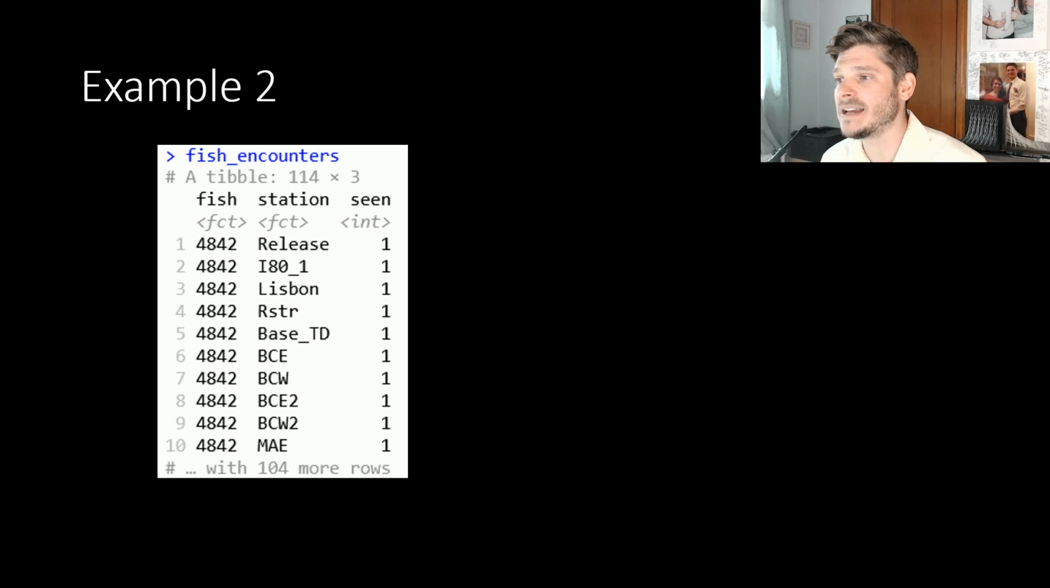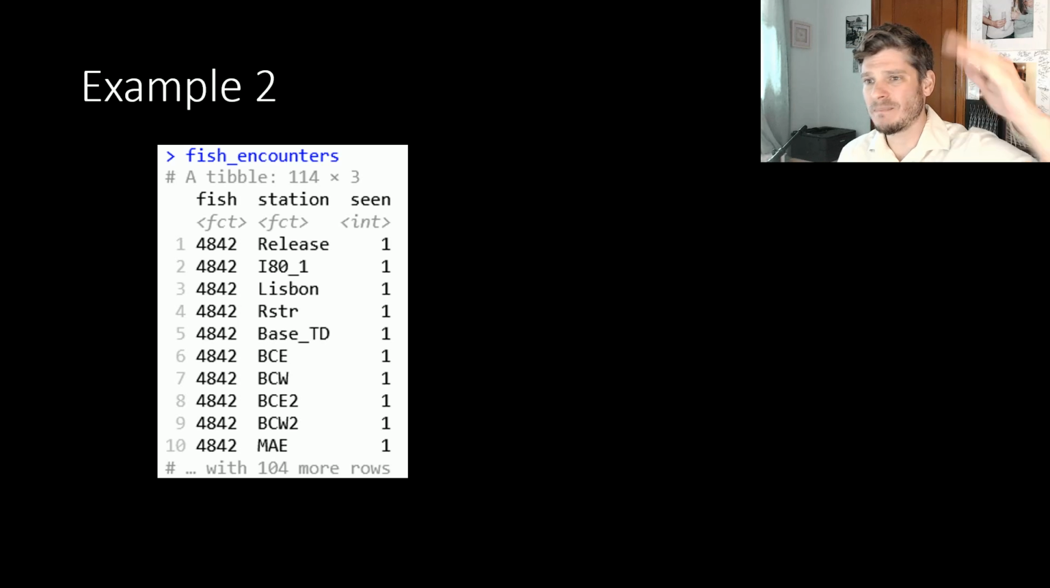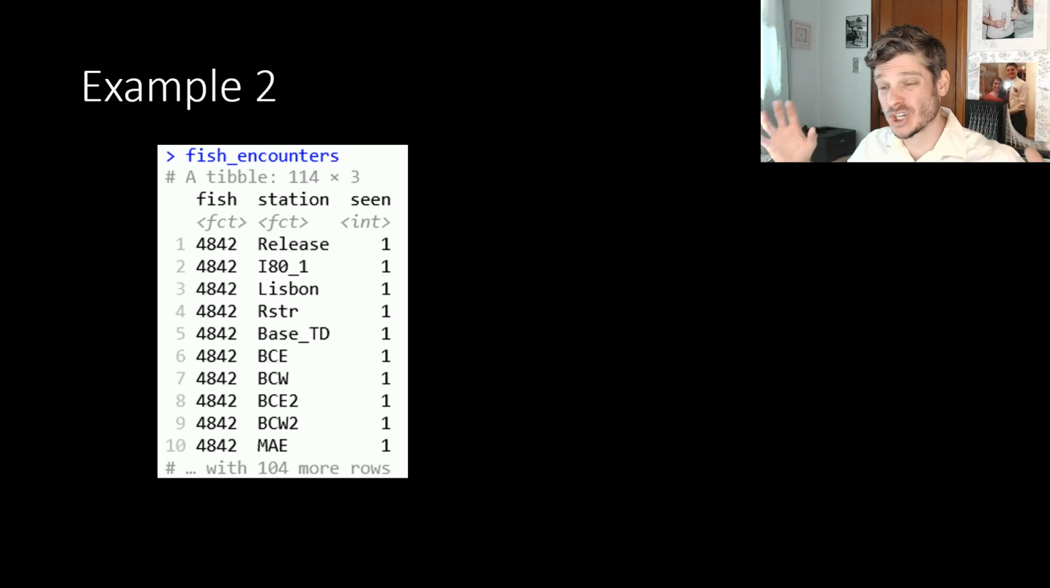So here is what Fish Encounters looks like. So I have a data frame. My variables are fish, station, and whether or not it was seen. And the first thing I notice when I take a look at this is, well, that fish 4842, there's a bunch of rows for just one fish. That doesn't make a lot of sense. That fish should really only have one observation because each station should be its own variable. Did it pass through each station? Each station should be a variable here.